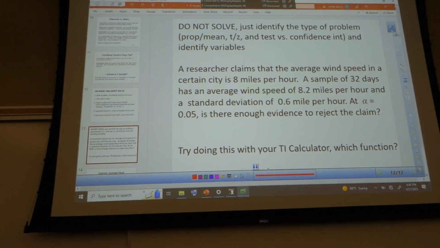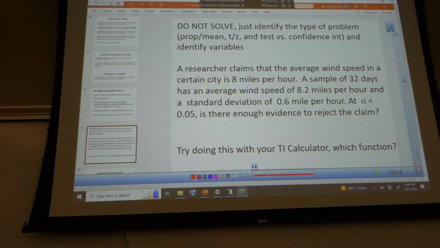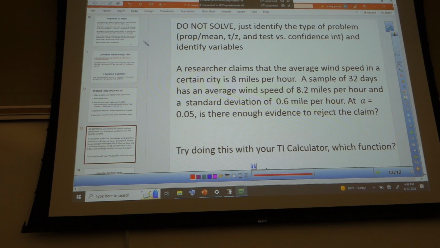Is it a proportion or a mean? Mean. How do you know it's a mean? Average. Standard deviation. Yep. It has the words average and standard deviation.